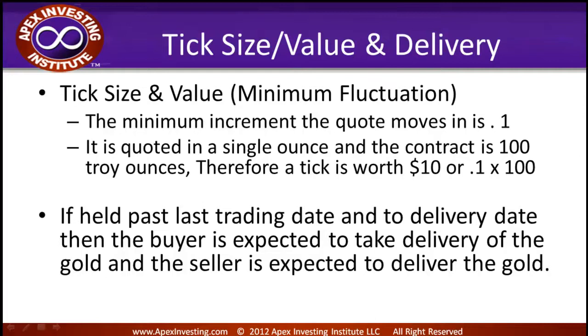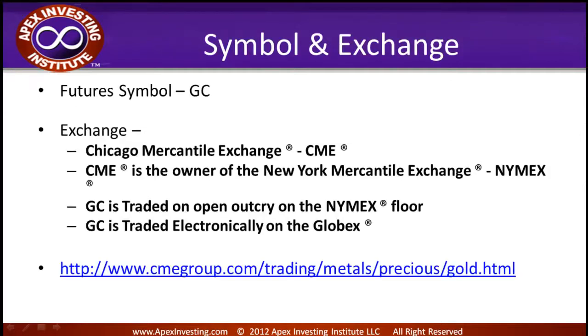If it's held past the last trading date and all the way to the delivery date, then the buyer of the futures contract is expected to take delivery of the gold, and the seller is expected to deliver the gold. Again, the futures symbol is GC, and the exchange it's traded on is the Chicago Mercantile Exchange, also known as the CME. And the CME is the owner of the New York Mercantile Exchange, known as the NYMEX.